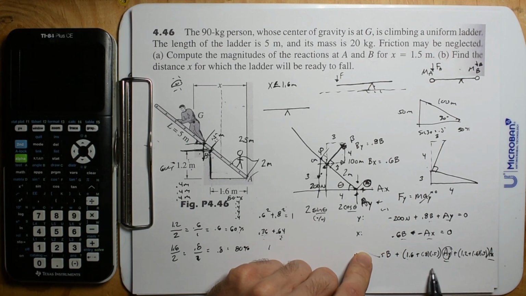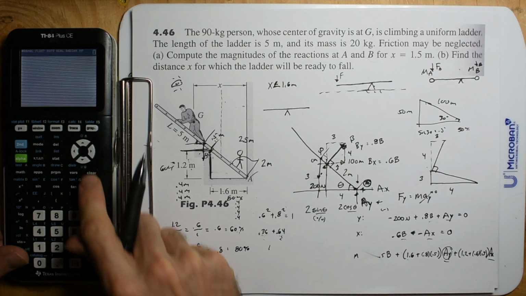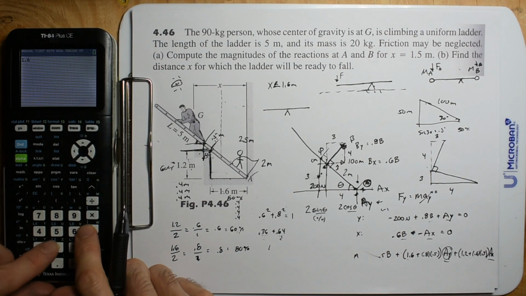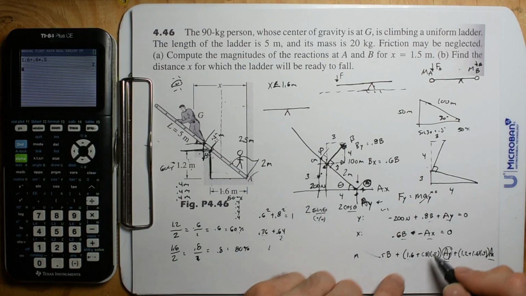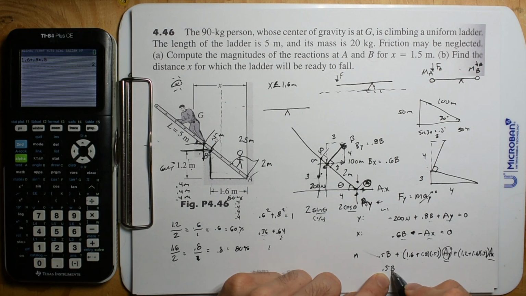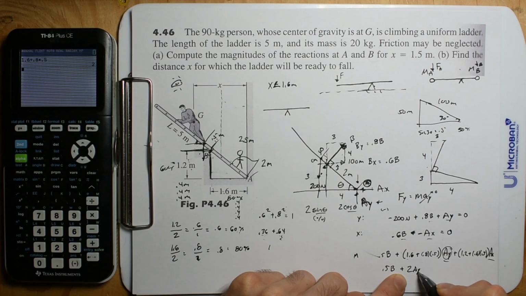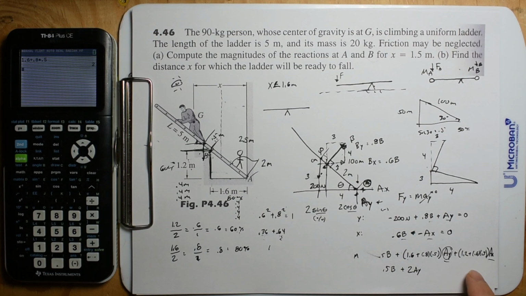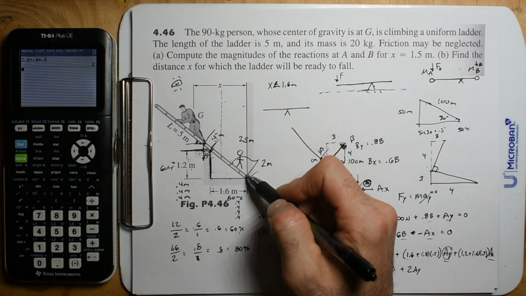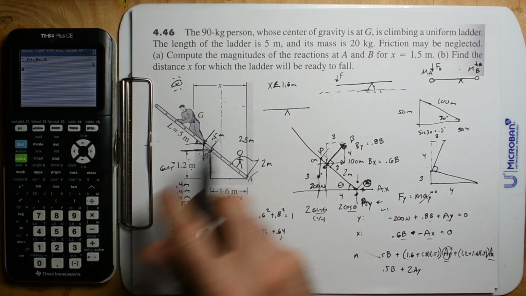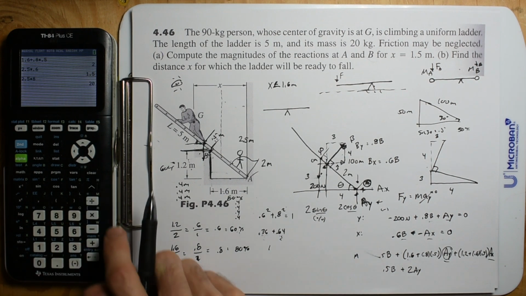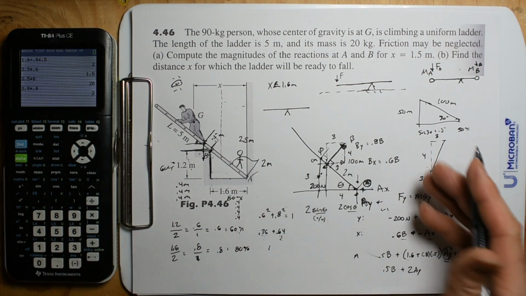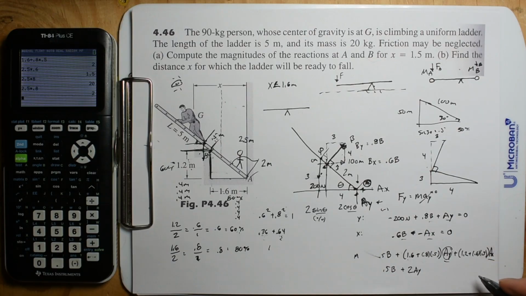Okay, so this looks brutal. Let's clean this up. We have 1.6 plus 0.8 times 0.5. That's 2. So we have 0.5b plus 2ay. Could I have done that differently? This distance was going to be, oh, it's 2.5. So 2.5 times 0.6 and then 2.5 times 0.8. Yeah, I could have done that way easier.